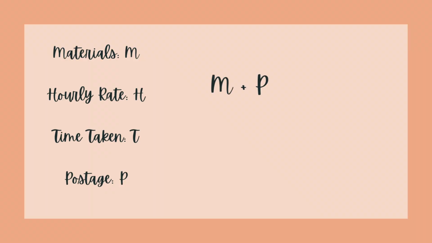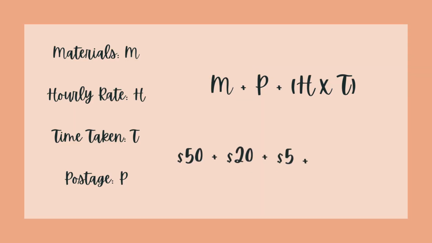So here's an example using that calculator. Let's say you spent $50 on materials, and then the shipping of that artwork is going to cost you $20 plus $5 in packing material like bubble wrap. Let's say it took you 15 hours to complete that artwork, and your hourly rate is $25 an hour. That would make it 50 plus 20 plus 5, brackets, 25 times 15. When you've done the maths, that's $450.